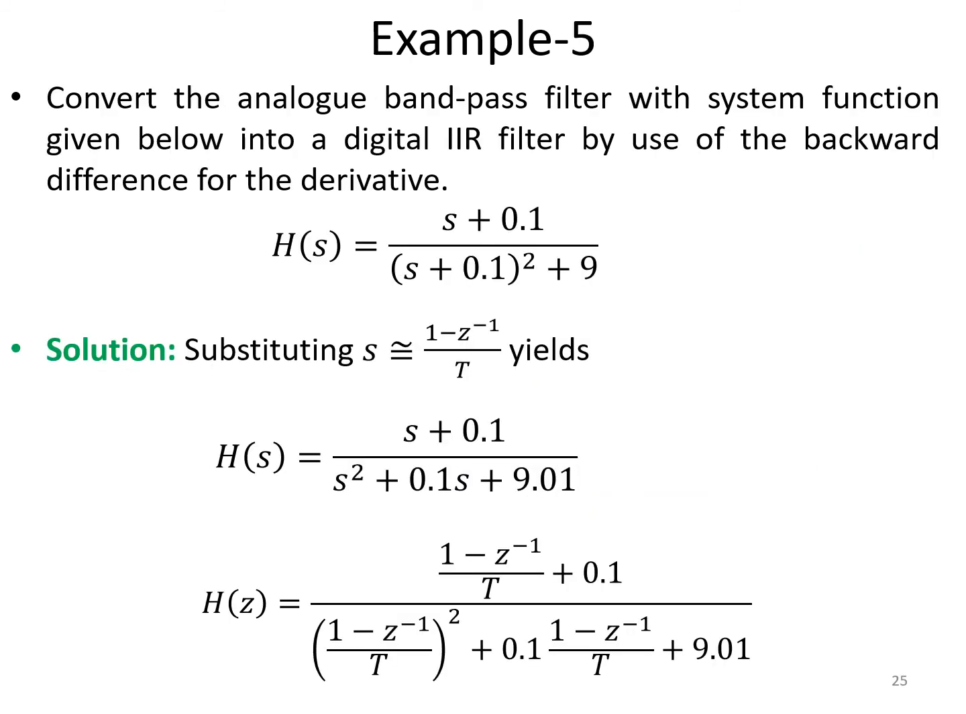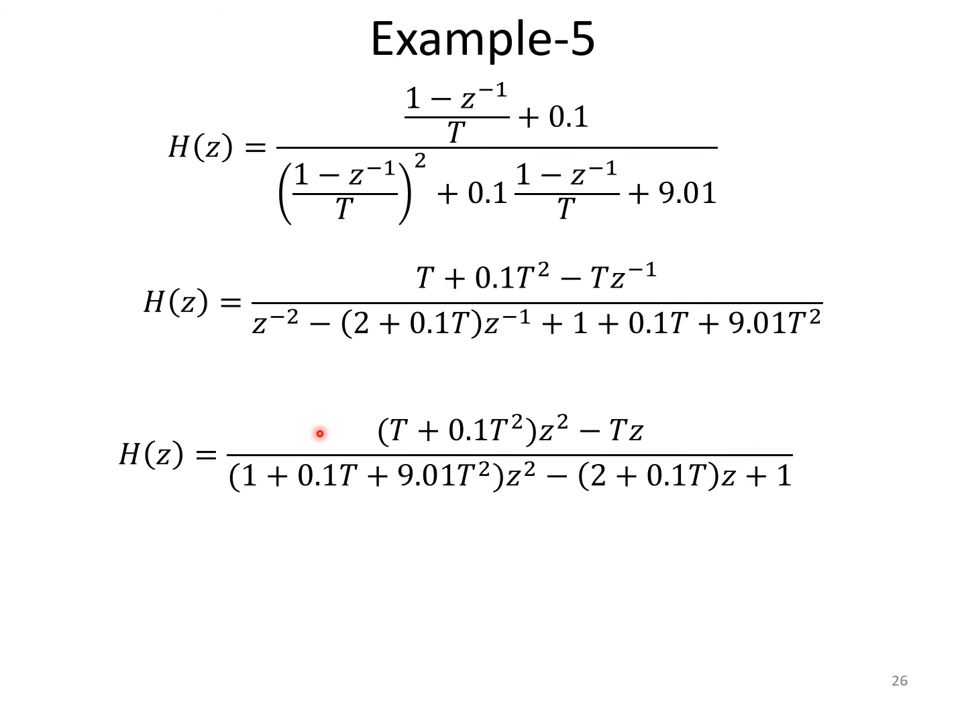Then the next example we solved using the impulse invariance method was this band pass filter. So let us now use the backward difference approximation to convert this analog band pass filter into a digital band pass filter. So similarly, you will substitute s equal to 1 minus z minus 1 upon T in this transfer function. So first let us simplify this transfer function and then substitute backward difference. After substituting and simplification, you can get this transfer function H of z equal to this.